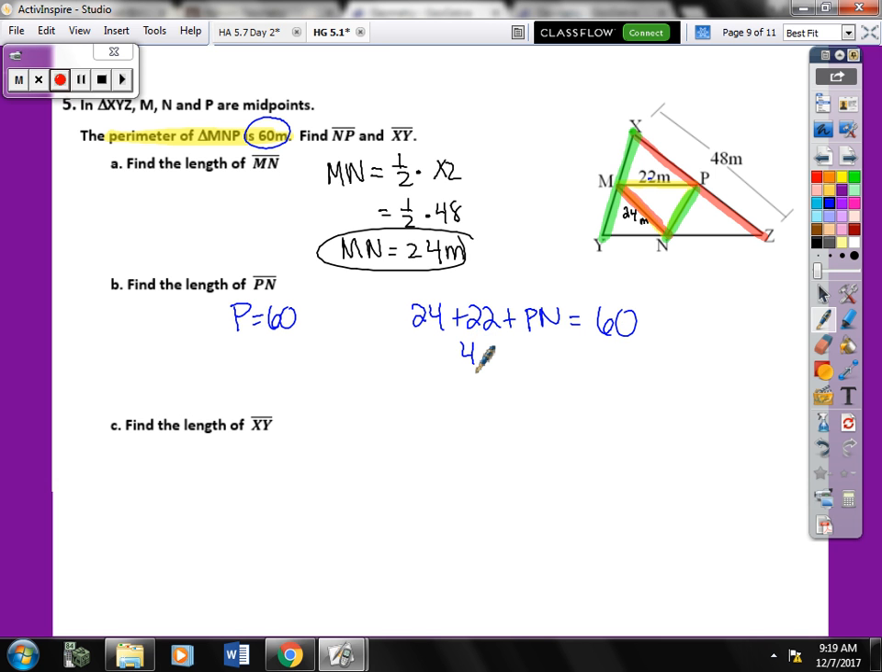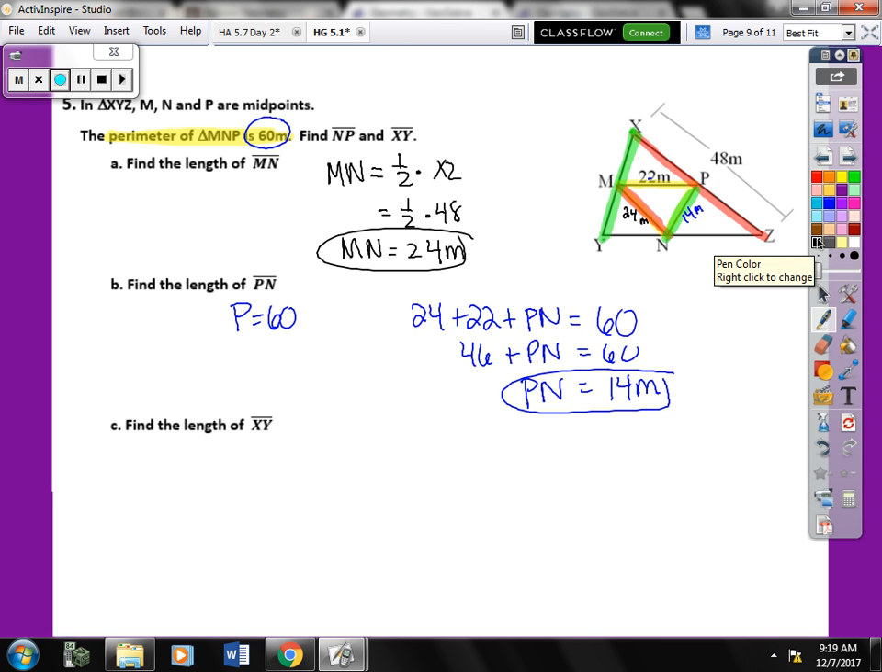If you want to add them first and then subtract, you can. And these are all segments, we should have bars on top of these, but we should get 14 meters. Again, as soon as you get that answer, put it back in your picture. You might need that for the last answer. Find the length of XY. So what would the length of XY have to be? Kale? Good. The third side has to be twice the length of the midsegment. So 14 times 2 is 28.